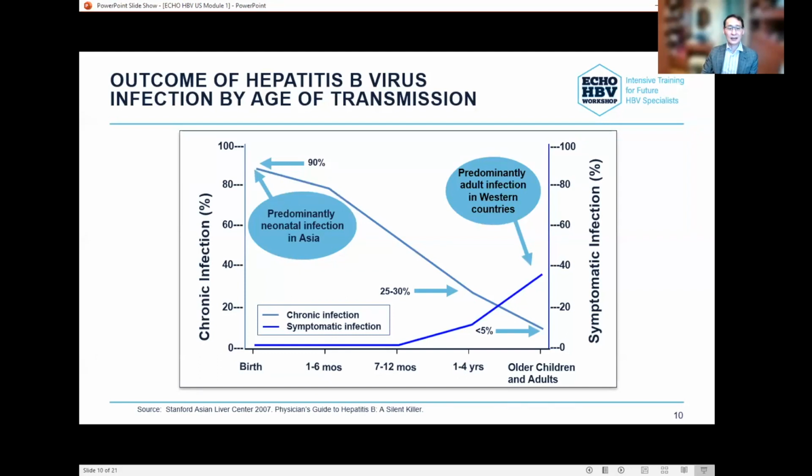So here, again, showing the critical age to get chronic infection is less than age 5. Therefore, newborn or infant vaccination with HBV vaccine really reduces new infection and has also been shown to reduce the global HCC incidence.